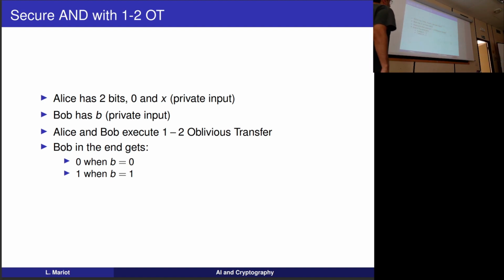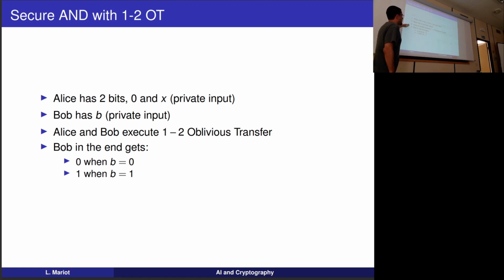So the idea is that here Alice will have 2 bits, the M0 and M1 that we saw in the protocol, and one of these will always be 0. The other one will be X, her private input, for example whether she likes pizza or not: 0 she doesn't like it, 1 she likes pizza. Bob, on the other hand, has B, his private input. And this B is basically what selects either 0 or X, the secret messages of Alice.